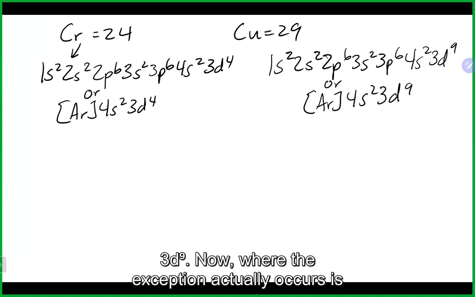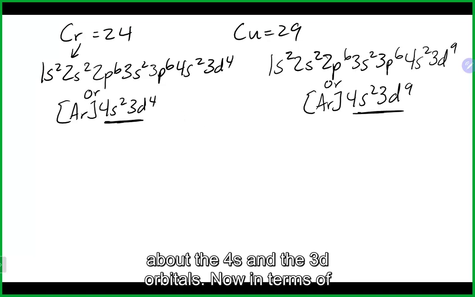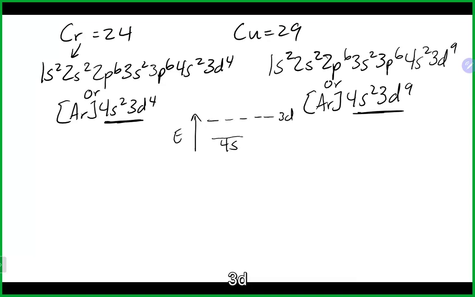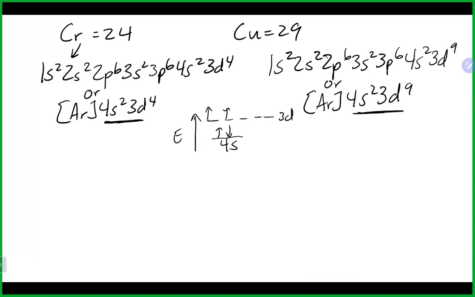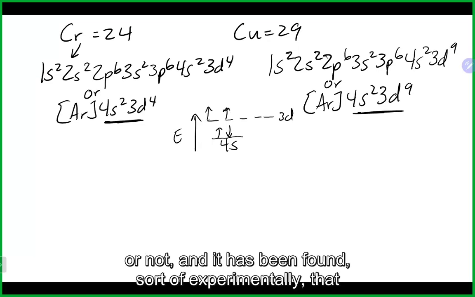Now, where the exception actually occurs is at the end here. Earlier there was a question about the 4s and the 3d orbitals. Now, in terms of energy, as we talked about, the 4s is lower in energy than the 3d. So we do get the electrons to come in here first, but they actually are really close in energy, believe it or not.